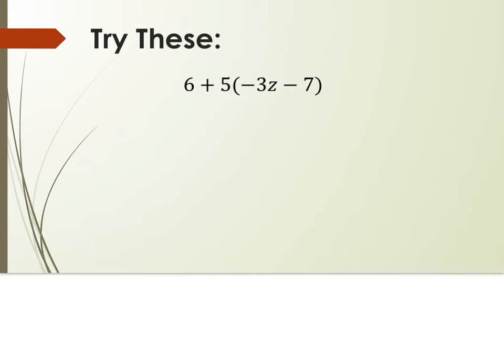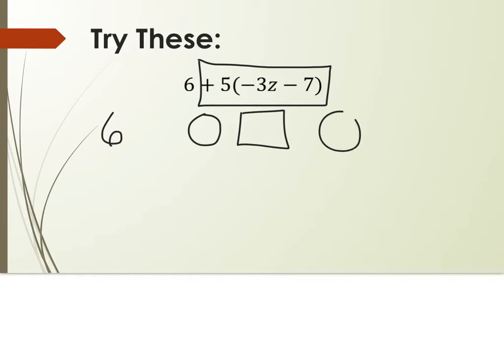6 plus 5 times the quantity of negative 3z minus 7. We will need to distribute this latter part of the expression. So I will just bring down a 6, but I will draw a circle and a square, a circle and a square. It is a positive 5 that is being shared, a negative 3z in the first box, and a negative 7 in the second.